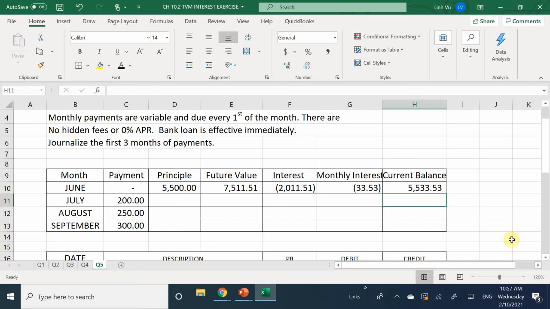All right, so now that I've received my bill in the mail, as again in my scenario here, I make my payments every single first of the month. So in this case, I'm actually going to make a $200 payment. This is my current balance as of right now. So let's go ahead and journalize this.